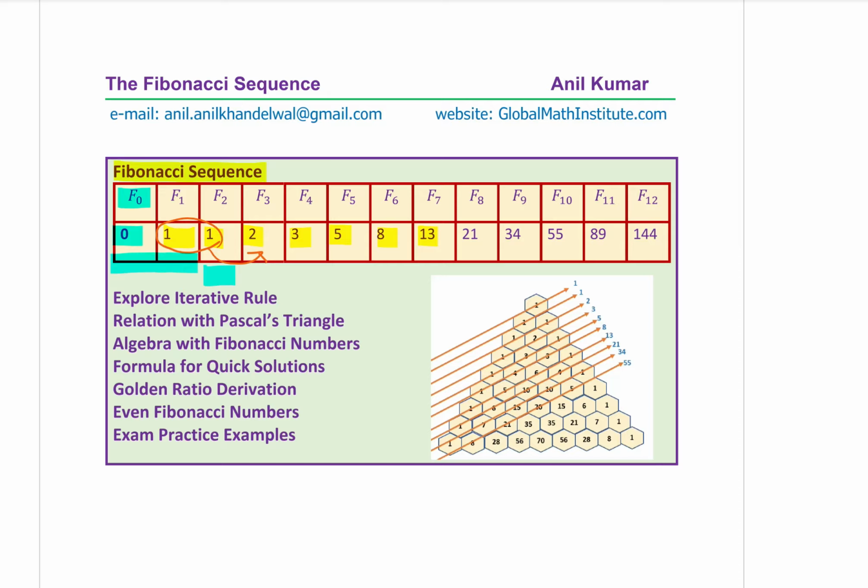Okay, now we are going to explore the iterative rule for the Fibonacci sequence, and then we'll see how it is related to Pascal's triangle. We'll do some examples with algebraic operations on Fibonacci numbers. We'll actually derive some formulae. Now these formulae will help you find quick solutions to many of the examination questions, and that's probably key to quick solutions, right? We'll also see the golden ratio. We'll derive an expression, and rather we'll do two ways of finding the golden number itself.